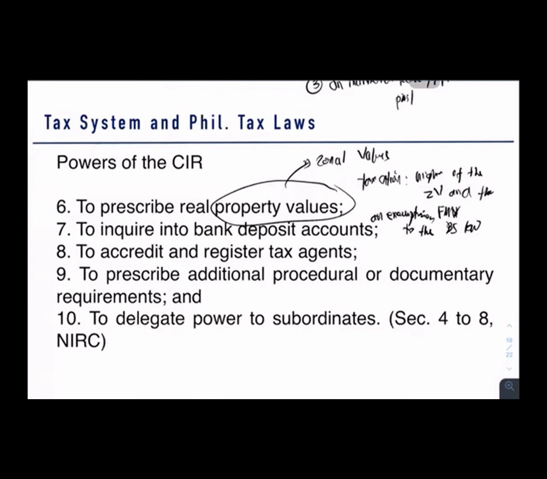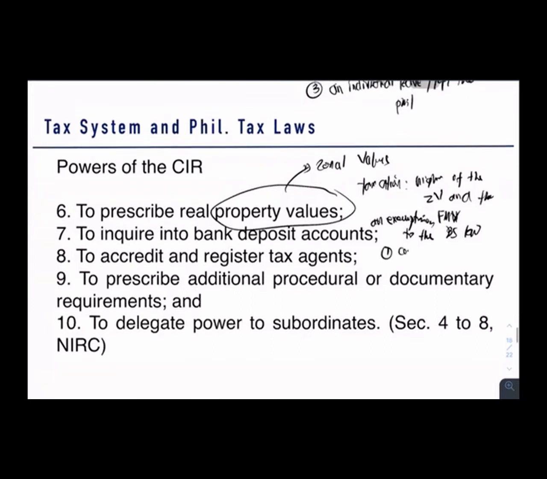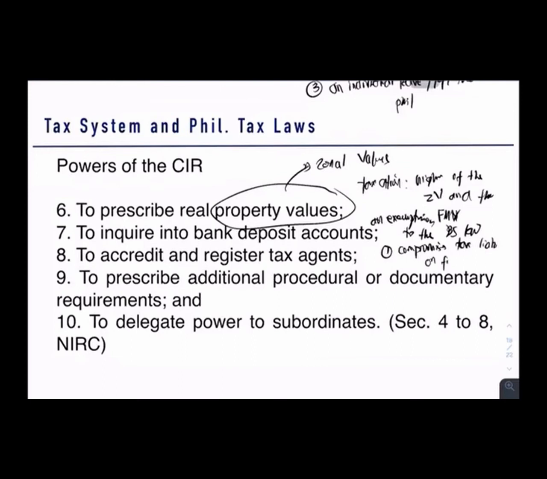That is, first, if ever we want to compromise tax liability on the ground of financial incapacity. So you already know this one, right? Financial incapacity and compromise. Next, to determine gross estate of decedent.